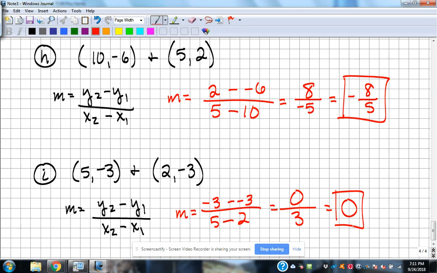What kind of line has a 0 slope? Horizontal or vertical? Horizontal has a 0 slope. If you plotted these 2 points on the coordinate plane, you'd see that they're side by side like that. 0 slope. The y values are the same. Still using the slope formula, it works out. But if you recognize that, it can help.